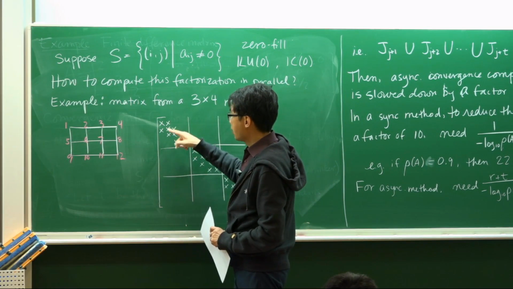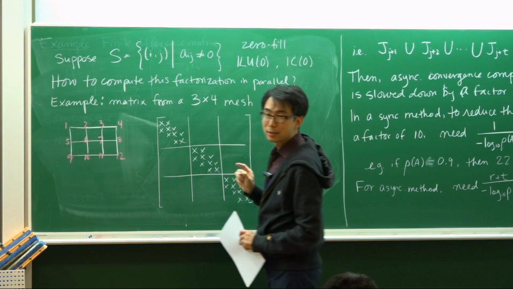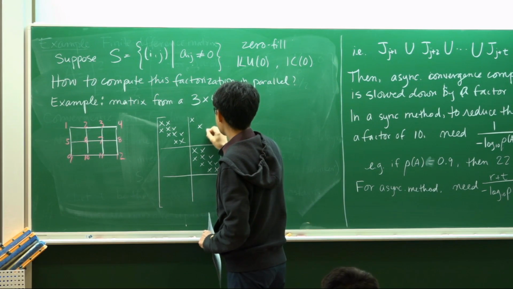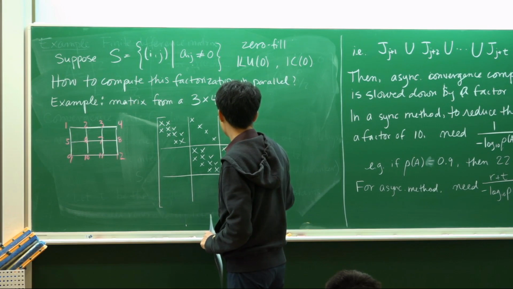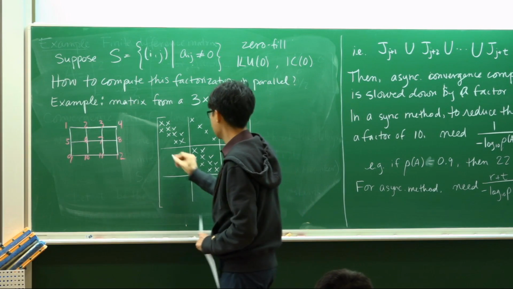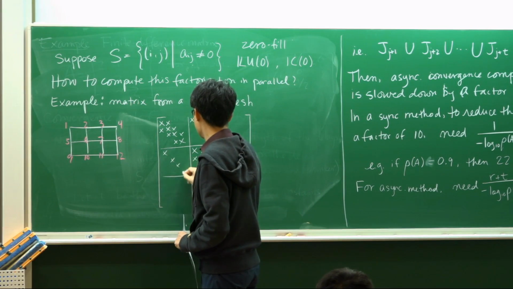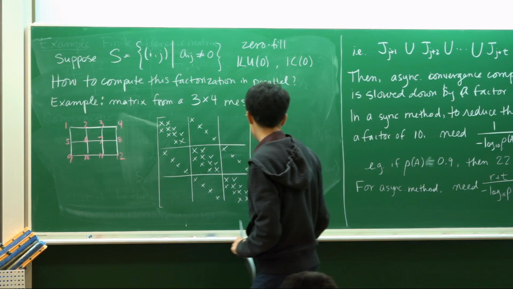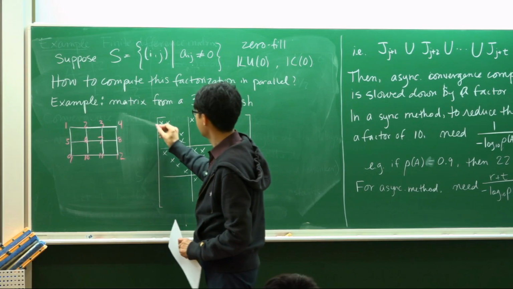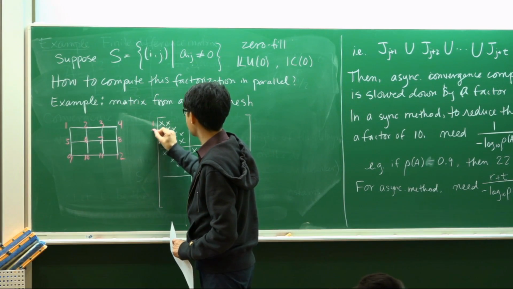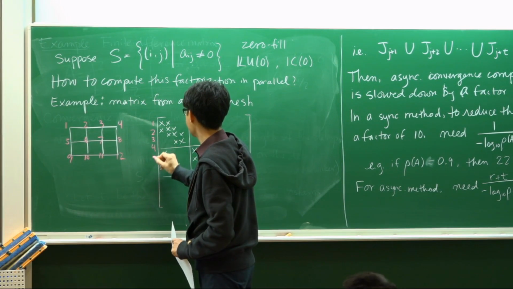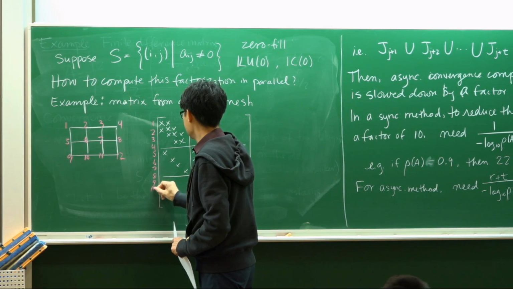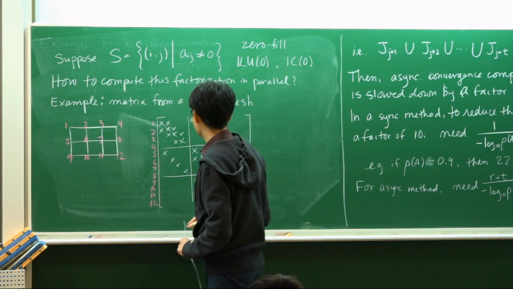So these are the x direction connections in the mesh. And then these are the y direction connections. And we could also label the rows and the columns. 1, 2, 3, 4, 5, 6, 7, 8, up to 12.